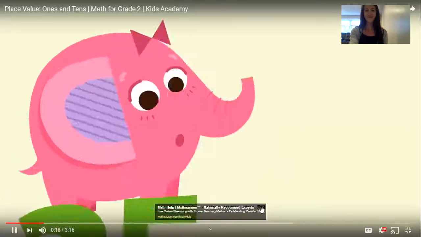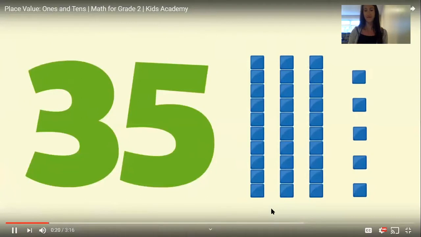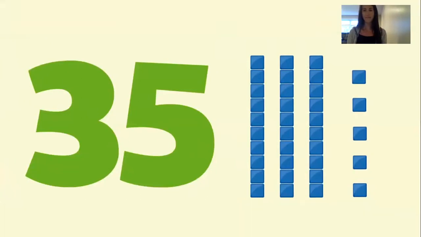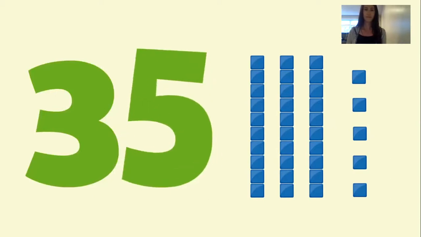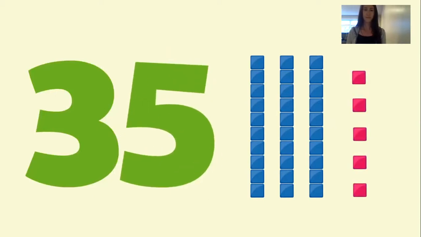When we look at a number like 35, each digit in this number has its own value. There is a number in the ones place and a number in the tens place. Let's have a closer look at each number to see its true value. The ones place is furthest to the right. The number in the ones place always equals itself. In our number 35, the 5 is in the ones place. Its value is just that, 5. It is represented by the 5 ones cubes.